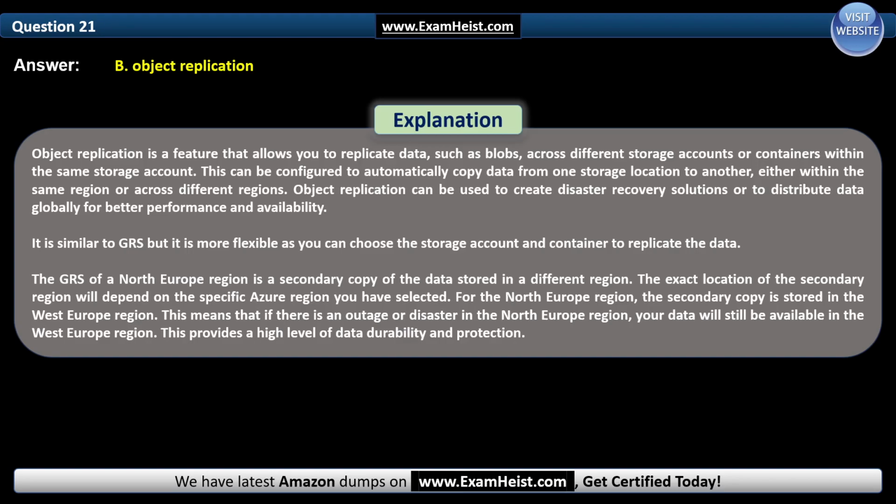The GRS of a North Europe region is a secondary copy of the data stored in a different region. The exact location of the secondary region will depend on the specific Azure region you have selected. For the North Europe region, the secondary copy is stored in the West Europe region. This means that if there is an outage or disaster in the North Europe region, your data will still be available in the West Europe region. This provides a high level of data durability and protection.